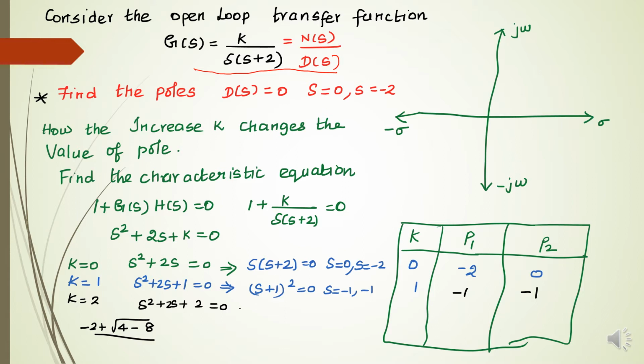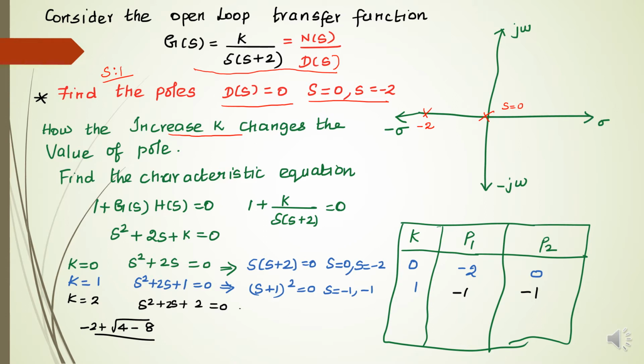How to find the poles? That is step number 1. Denominator polynomial D(s) = 0. We get the poles s = 0 and s = -2. Now I am going to mark the poles. The cross mark is used to mark the poles of the characteristic equation. And next I am going to examine how the increase of K, the gain, changes the value of the pole.